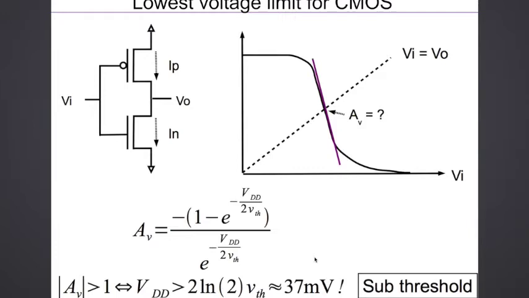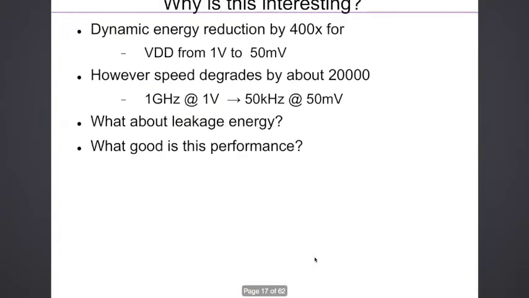It turns out there are also other ways of arriving at a similar number using thermodynamic arguments. Some physicists have looked at this problem and come to similar numbers. That means you need a voltage which is a few times the thermal voltage, and the thermal voltage is 25 millivolts. Now, why is this interesting? When I operate at 1 volt and scale it down to 50 millivolts, consider CV square, half alpha CV square, that is the dynamic energy.